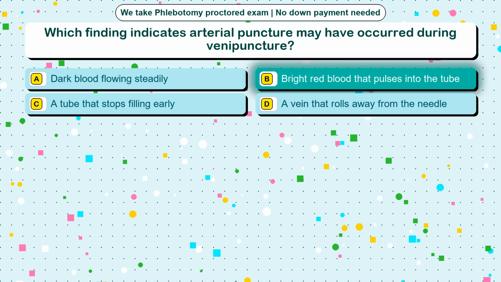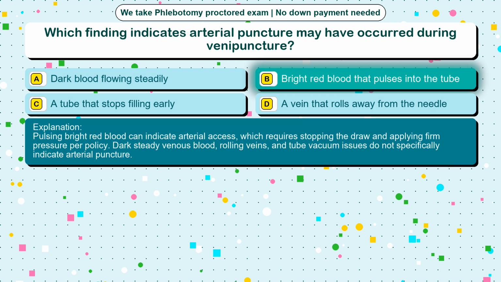The correct answer is option B. Bright red blood that pulses into the tube. Pulsing bright red blood can indicate arterial access, which requires stopping the draw and applying firm pressure per policy. Dark steady venous blood, rolling veins, and tube vacuum issues do not specifically indicate arterial puncture.